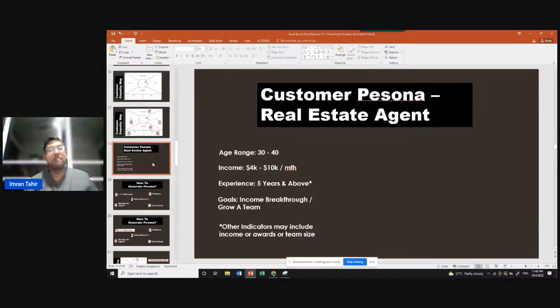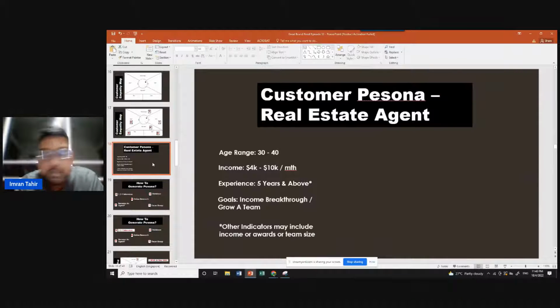Why? They probably have had a sufficient amount of time in the industry, and they have probably explored various options. Right now they're looking to achieve an income breakthrough, or they want to grow a team. Why is this important? When they want an income breakthrough, they need to level up their marketing campaign. They need a very strong marketing campaign and a very strong presence. That's why I would definitely be able to help them.